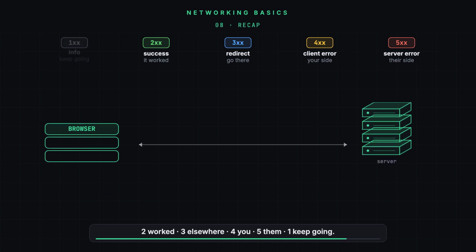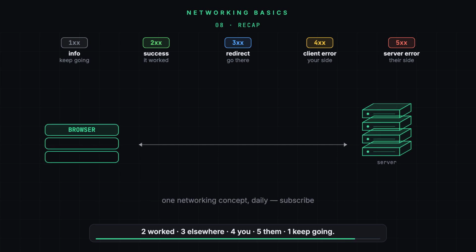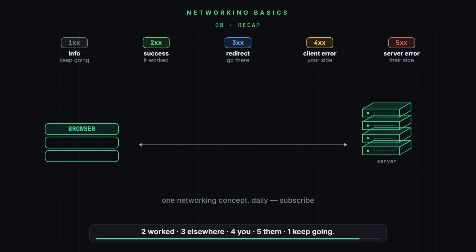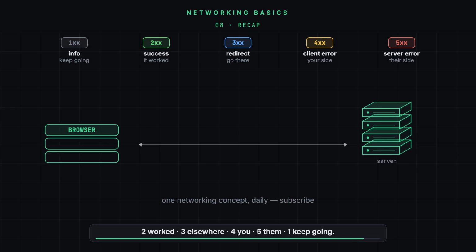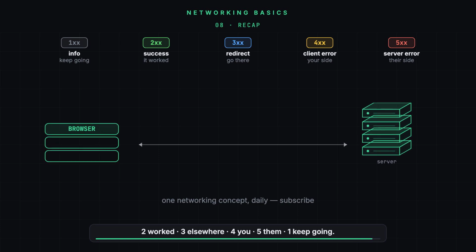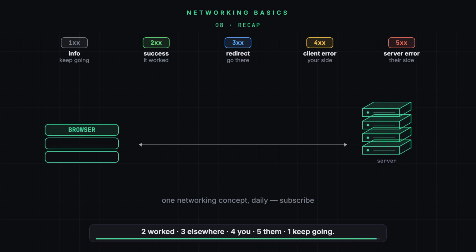So 2, it worked. 3, look elsewhere. 4, your side. 5, their side. And the rare family, 1, just means got it, keep going. 5 families, 1 digit. That's every status code you'll ever meet.